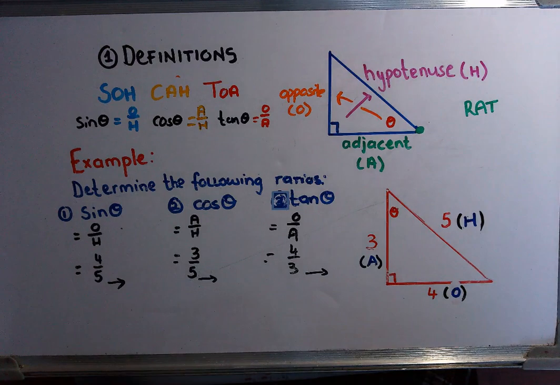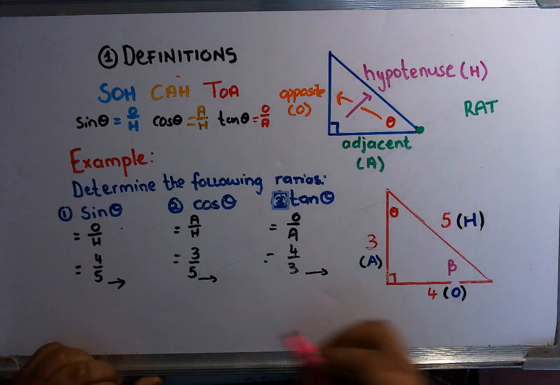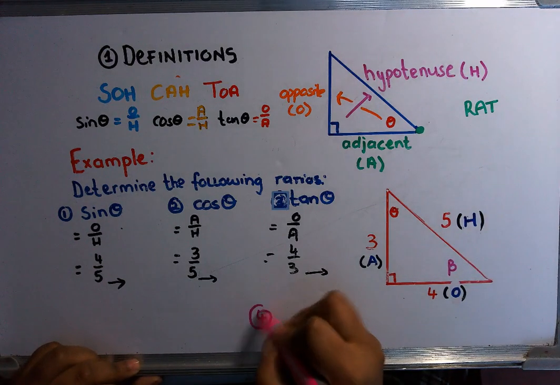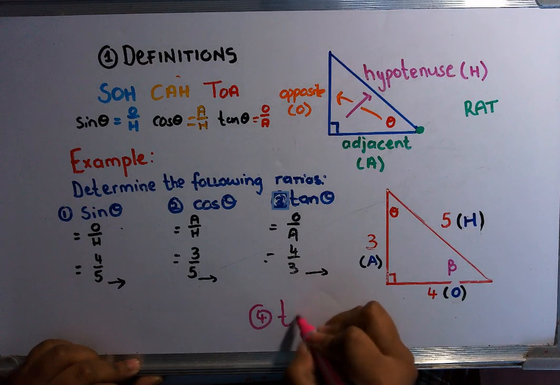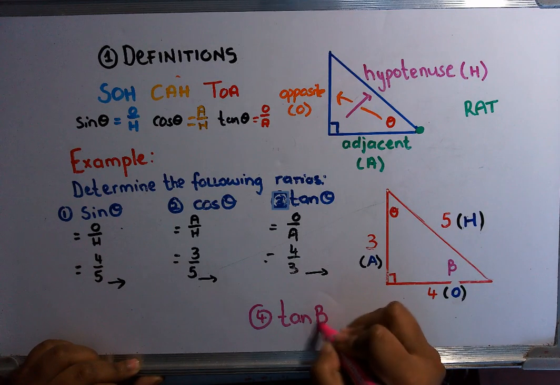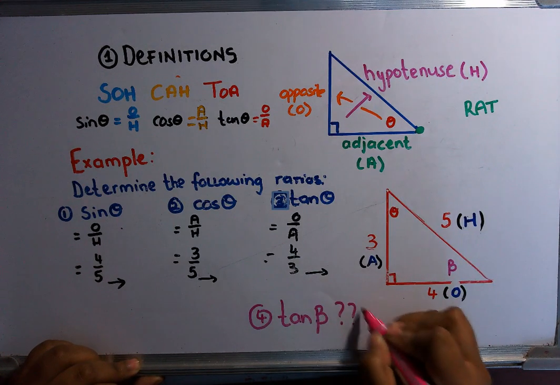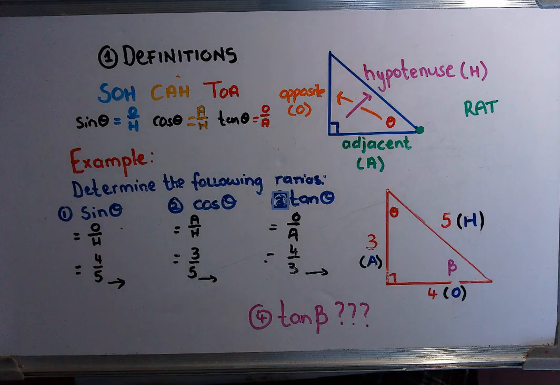I want to know in the comments, question 4, what is tangent of angle beta? Comment that down as soon as you have the answer, and I will like your comment if your answer is correct.